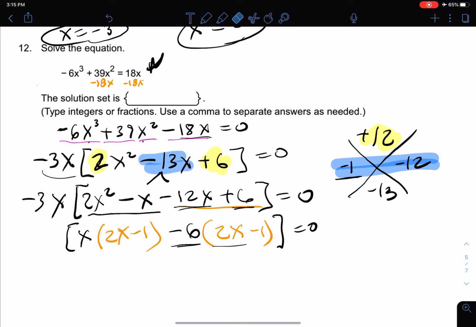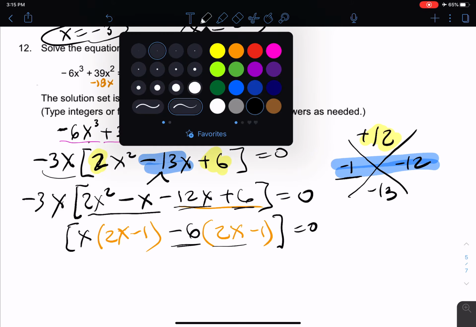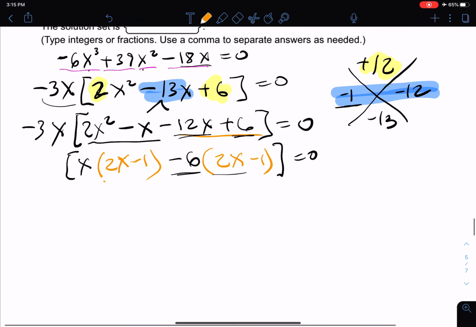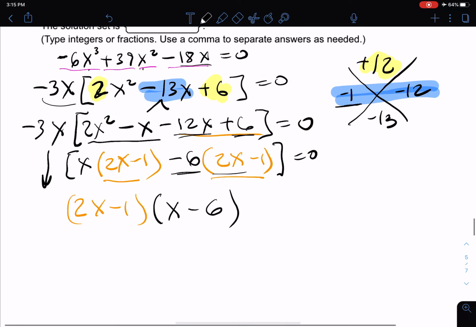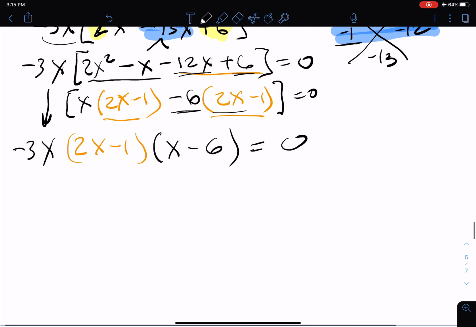Now, I want to finish up. What's in common? Well, these two binomials are the common factors, which factor out 2x minus 1. What's left inside is x minus 6. Never forgetting what we originally factored out is right there. Never forgetting it all equals 0. So we could apply the zero factor property.